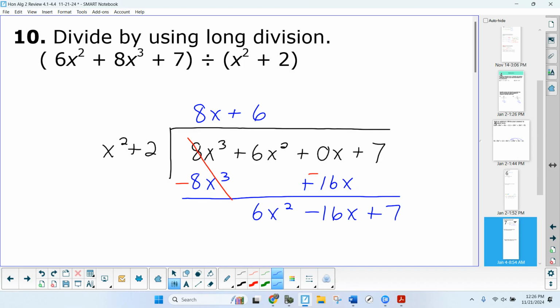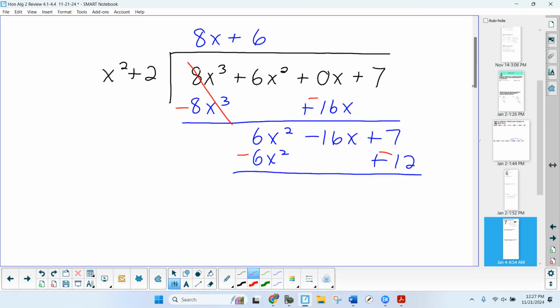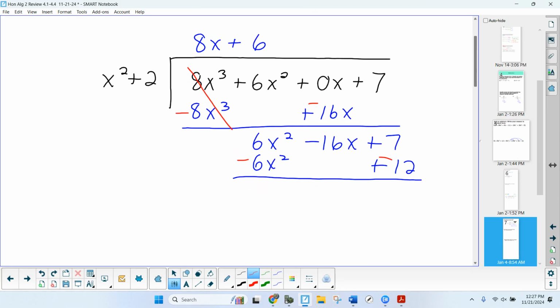Distribute. What do you guys get? 6x squared plus 12. What are you going to do now? Change the signs. That becomes a negative. That becomes a negative. If it was a negative, it would become a positive. What happens to the 6x squareds? Cancel. What do you bring down? Negative 16x minus 5. Can we go any further? No, the degree here is less than the degree there.